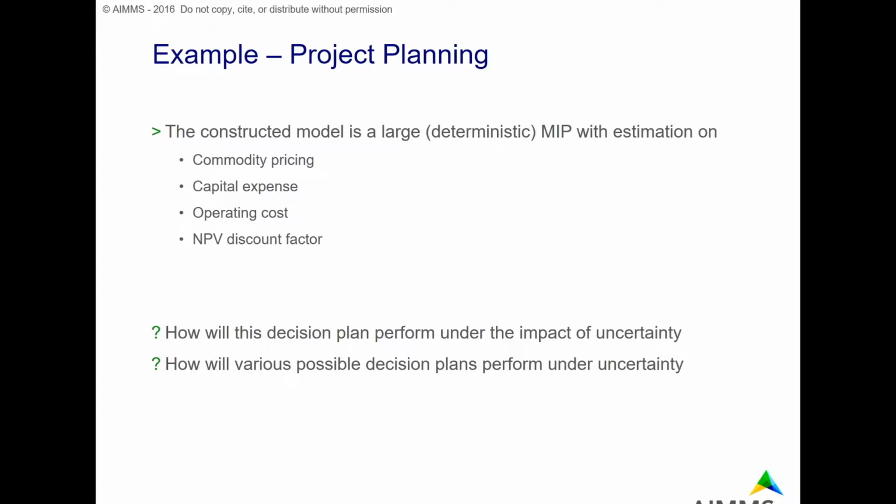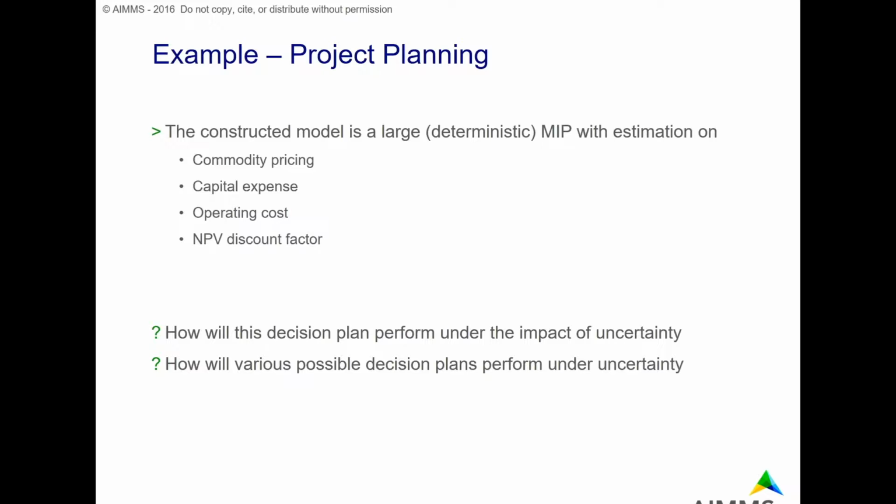However, now we want to study and consider the uncertainty in some of the input parameters, for example commodity pricing, capital expense, operating cost, and the NPV discount factor or interest rate. How is our decision going to perform if we consider uncertainty? That's the first question the user wants answered.